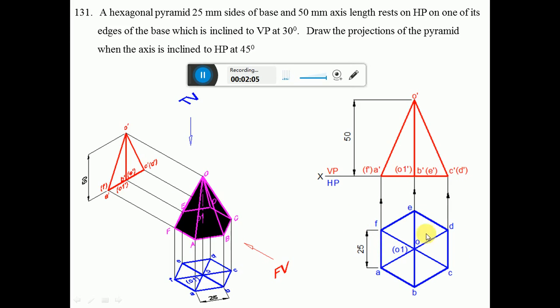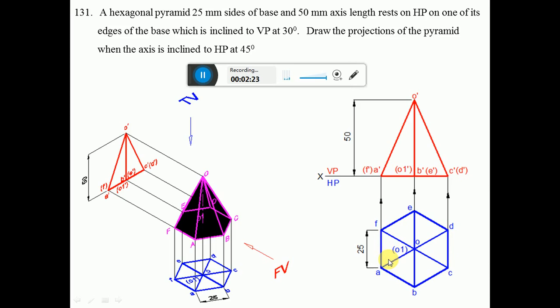So here we need to construct the hexagon such that the edge which is resting on HP is perpendicular to VP. You can see the edges which are perpendicular to VP: one is AF and the other one is CD. So both the edges are perpendicular to VP.